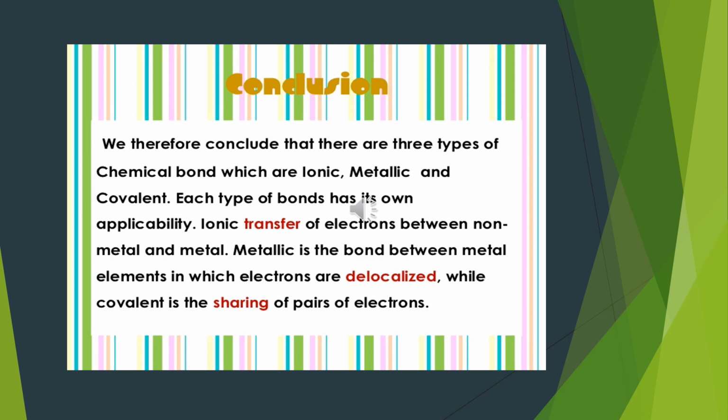We therefore conclude that there are three types of chemical bond, which are ionic, metallic and covalent. Ionic is transfer of electrons between non-metal and metal. Metallic is the bond between metal elements in which electrons are delocalized, while covalent is the sharing of pairs of electrons.